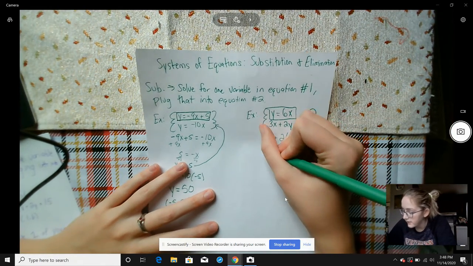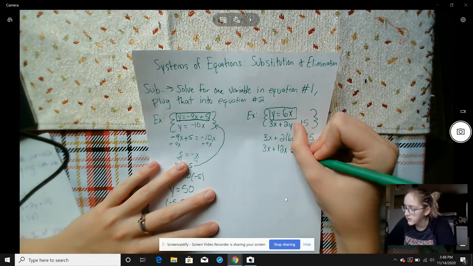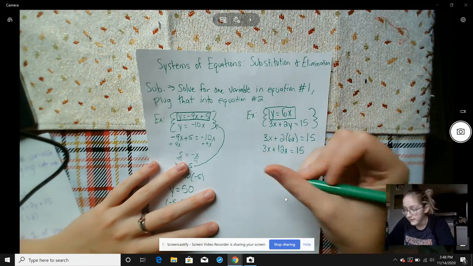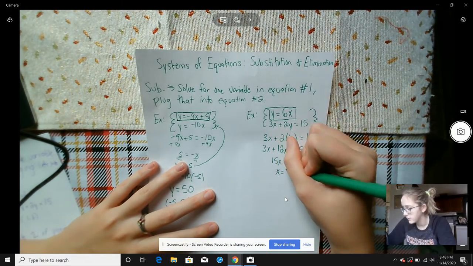So then you're going to simplify, and you're going to get 3x plus 2 times 6 is going to give us 12x equals 15. Combine like terms, 15x equals 15. So x is going to equal 1.